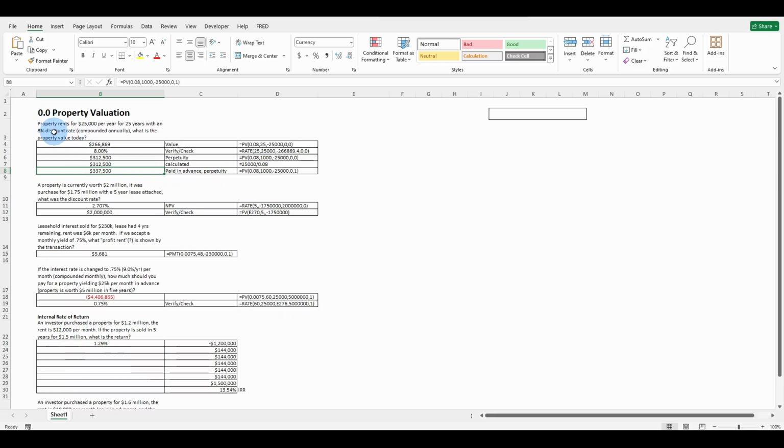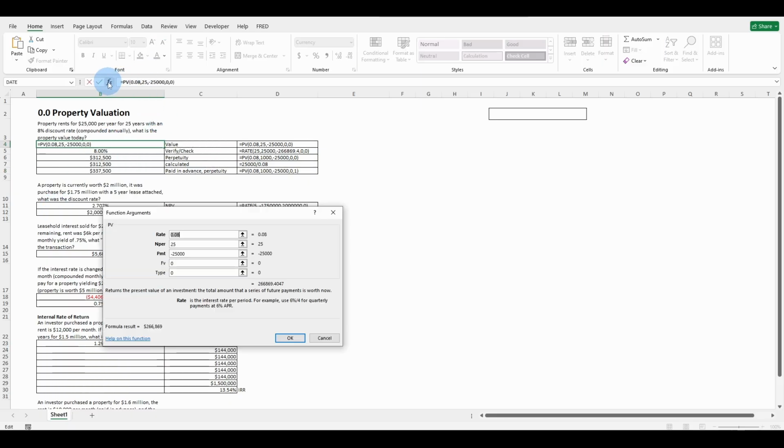So property rents for 25 grand per year for 25 years with an 8% discount rate compounded monthly. What is the property value today? If you don't understand this, go back to the future value area or take a look at the valuation course. I'm not going to get into the specifics in this particular session, but we have a value of 269.